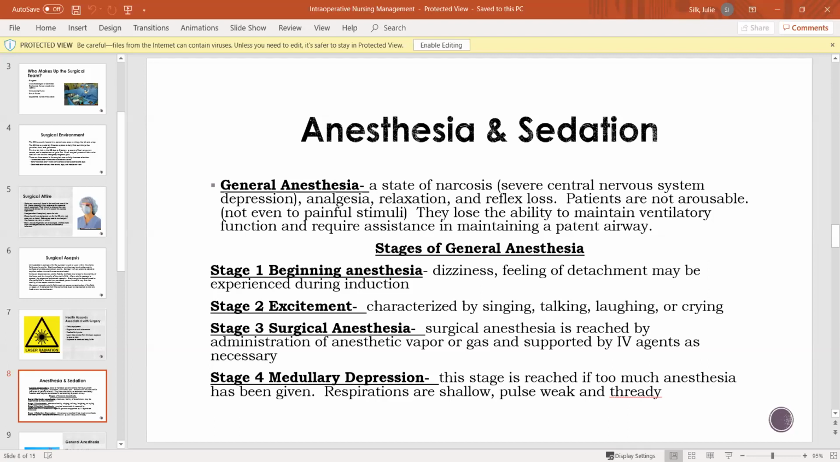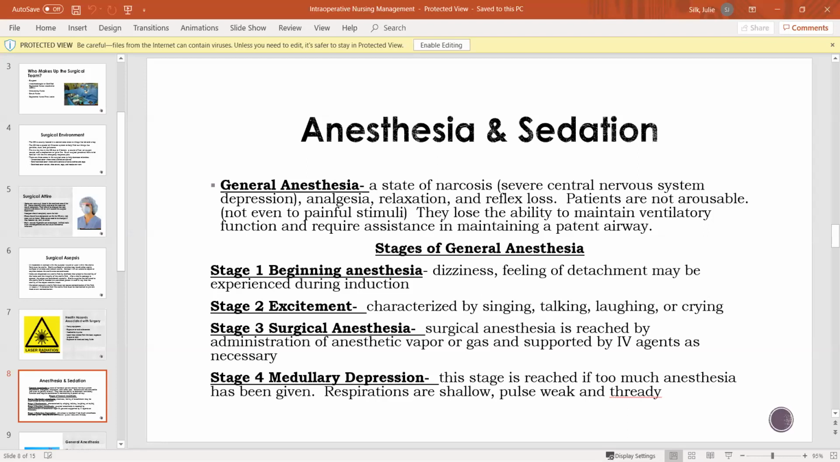Stage 3 is what we are going for. As we are trying to get this person under and in a really good state of narcosis for the surgery, that's what we want. We want stage 3. Usually to reach this, you give them a combination of the vapor to inhale, and then you support it by giving IV medications as well. So they get both types of anesthesia, and that keeps them at an even keel.